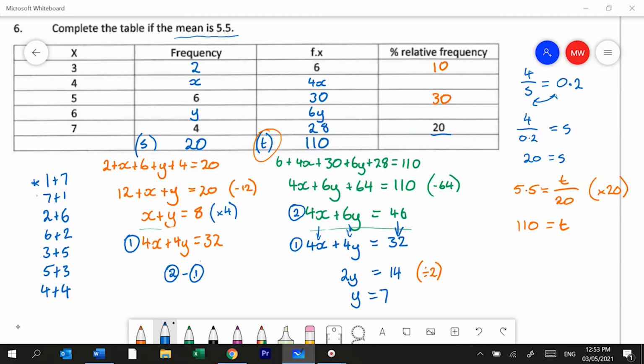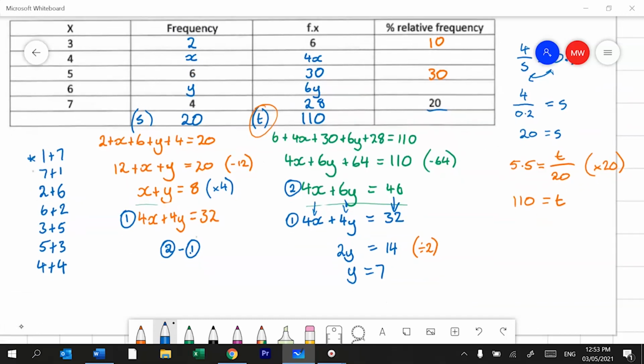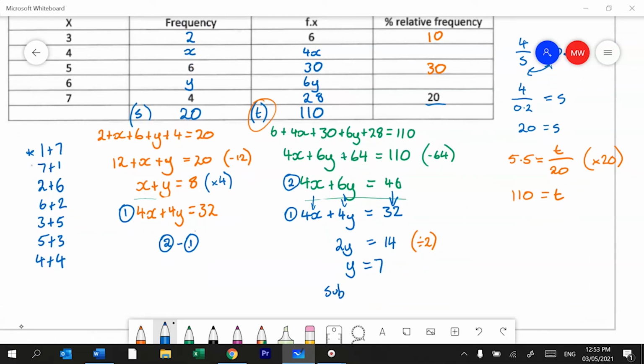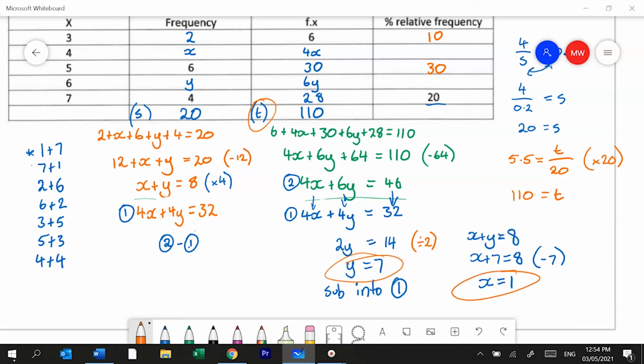To find out what x is, all I need to do is sub y equals 7 into equation 1. If I just go back to the really original equation 1, it's way easier. Instead of x plus y equals 8, now that I know that y is 7, it's just x plus 7 equals 8. Subtract 7 from both sides and x is 1. So you can use either method, okay, and you'll get the right answer.